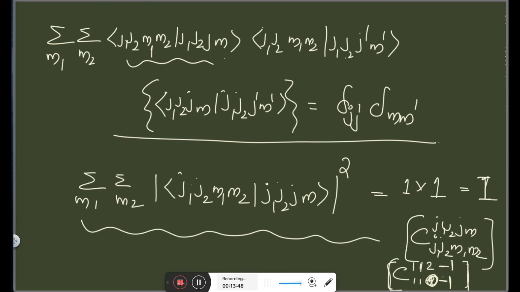Okay, now we'll see how different CG coefficients are related.